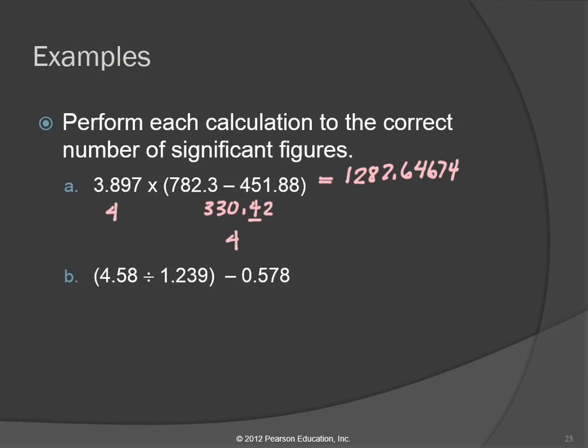So then our final answer should have how many significant figures? 4. So now we're going to round our answer. We're going to keep the 1, the 2, the 8, and the 7. And this is the one we're getting rid of. So we're going to call this 1,288. When you multiply the first part by the second part, you multiply with what you added. You don't want to take this and round it to 330.4 and then do the multiplication. You want to carry everything along till the very end.